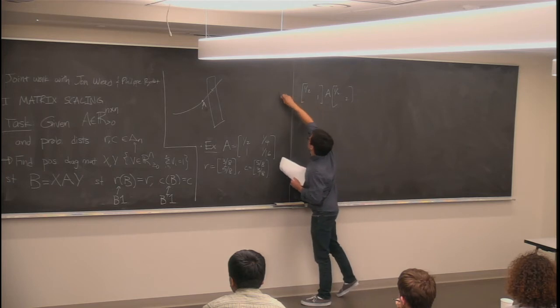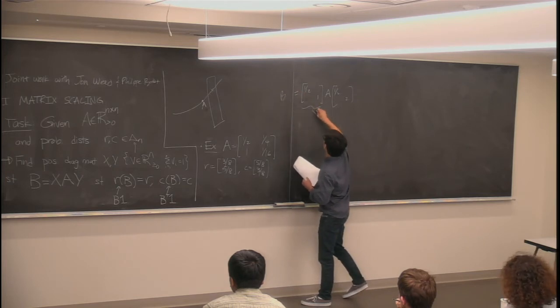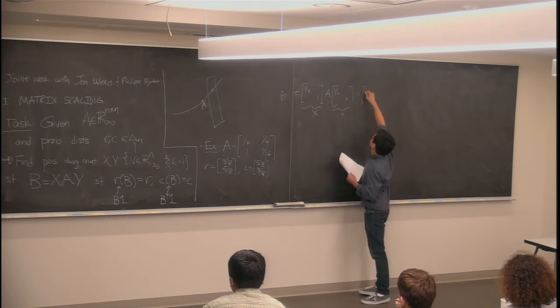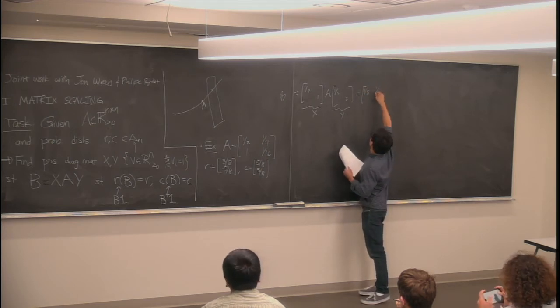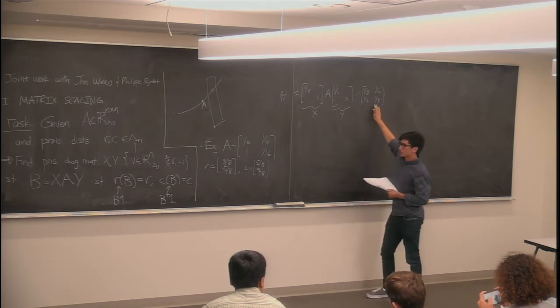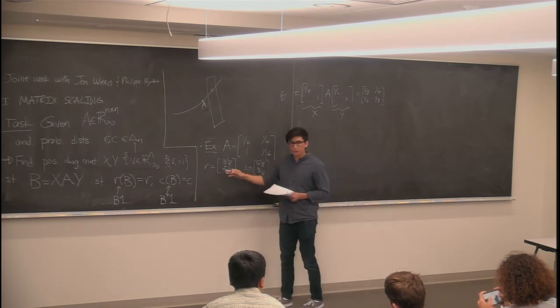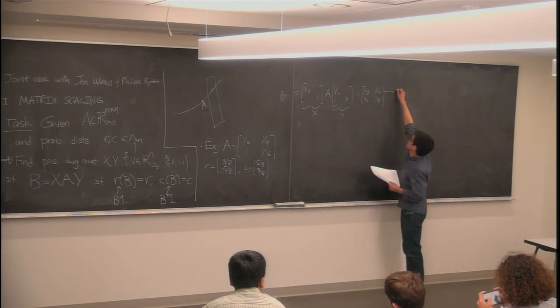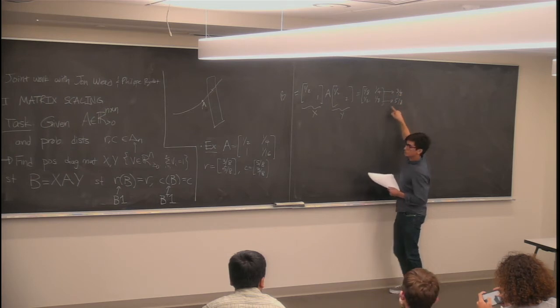This is X, this is Y. And if you write this out, it's equal to 1/8, 1/4, 1/2, 1/8. And such a matrix is scaled appropriately, because if you add up the rows, the first row adds up to 3/8, the second row adds up to 5/8. This is exactly R.